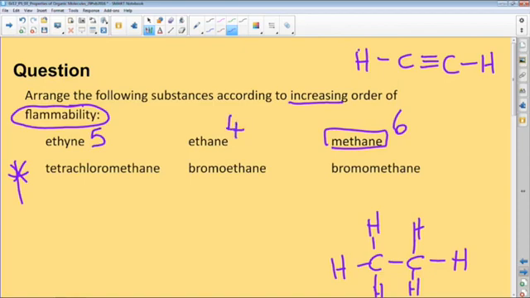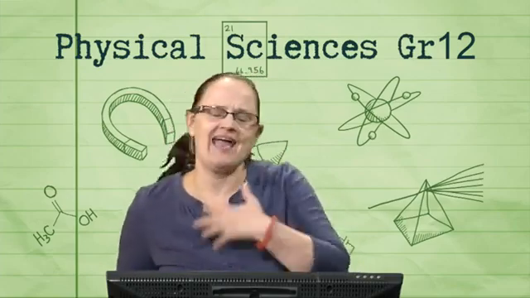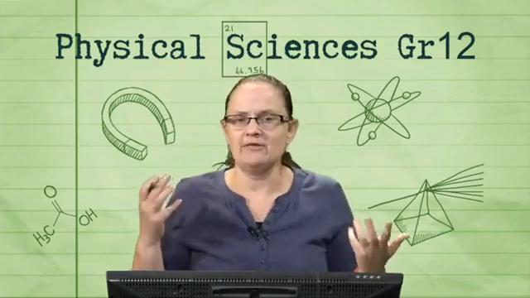So we're all okay with that. Now we've got to make a decision between tetrachloromethane, bromoethane, and bromomethane. This comes down a little bit to what you know about halogens. We actually tend to use halogens in organic molecules as fire retardants. They don't burn very well at all because of the way they bond.